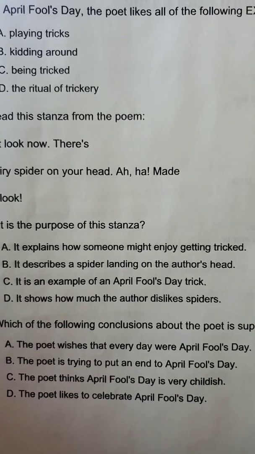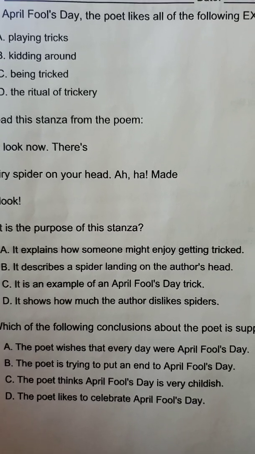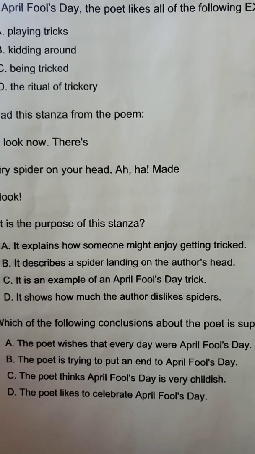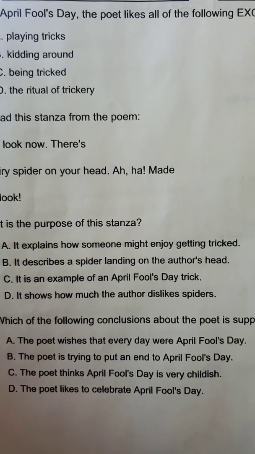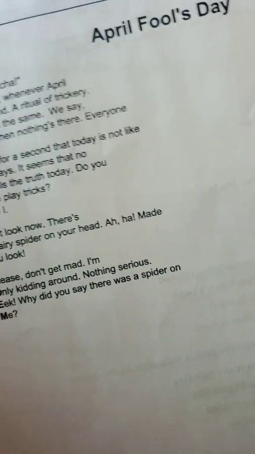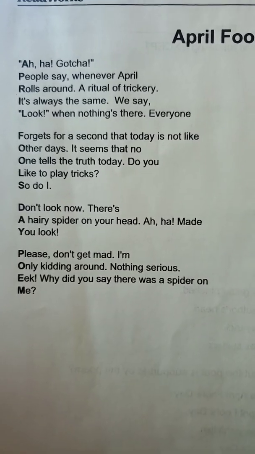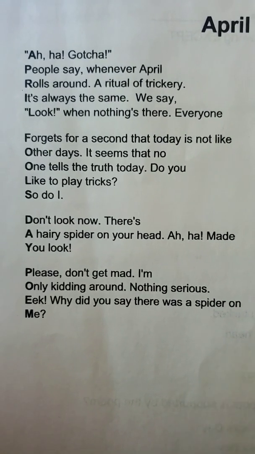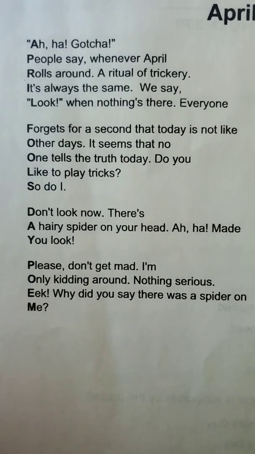C, the poet thinks April Fool's Day is very childish. We don't have enough evidence to say that he thinks it is a childish day. D, the poet likes to celebrate April Fool's Day. And that is the answer. It is D because in the poem, it says, do you like to play tricks? So do I. So he actually enjoys the trickery of April Fool's Day.